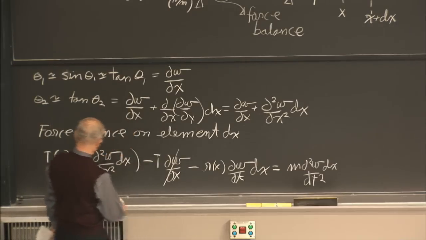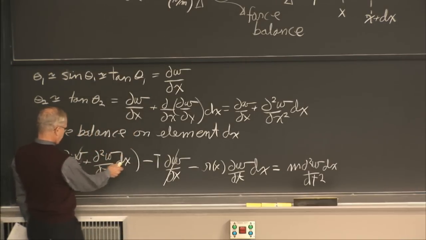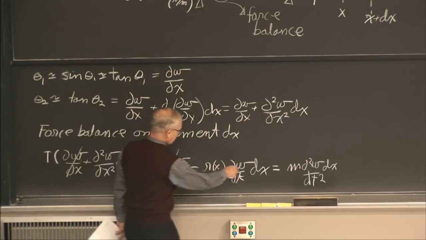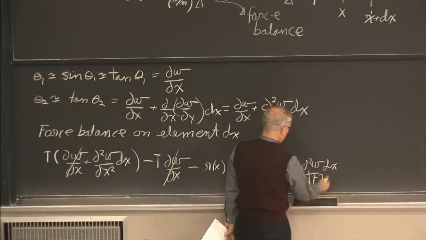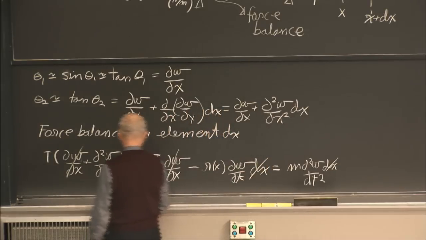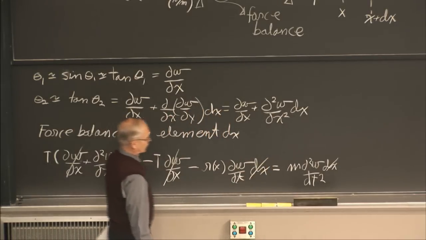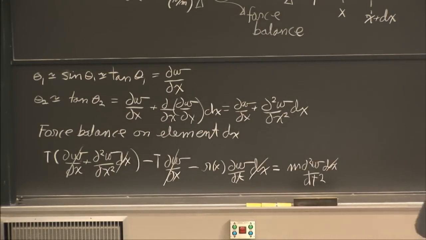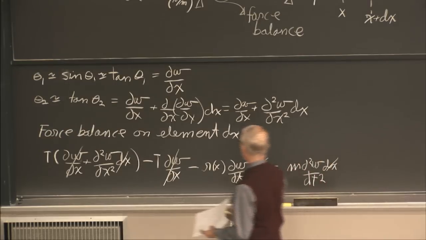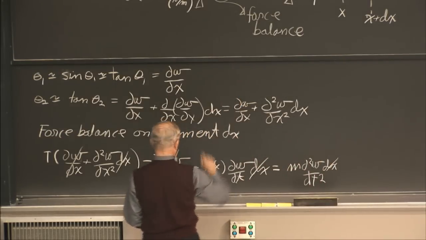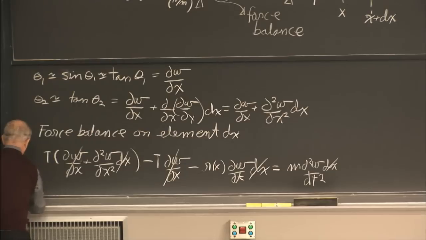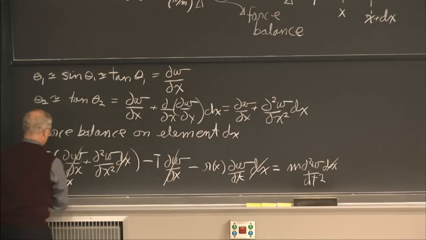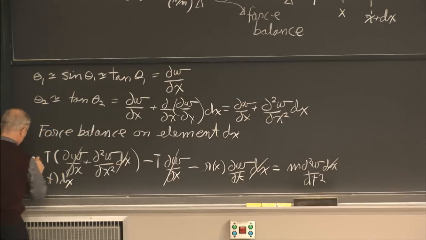And then you notice I'm left with everything is just a function, something dx, something dx, something dx. Get rid of the dx's. And I can write, I left out something. I left out my distributed force, F of x and t dx. It's positive as it's drawn. It's over here also. So this, and I cancel out that dx.